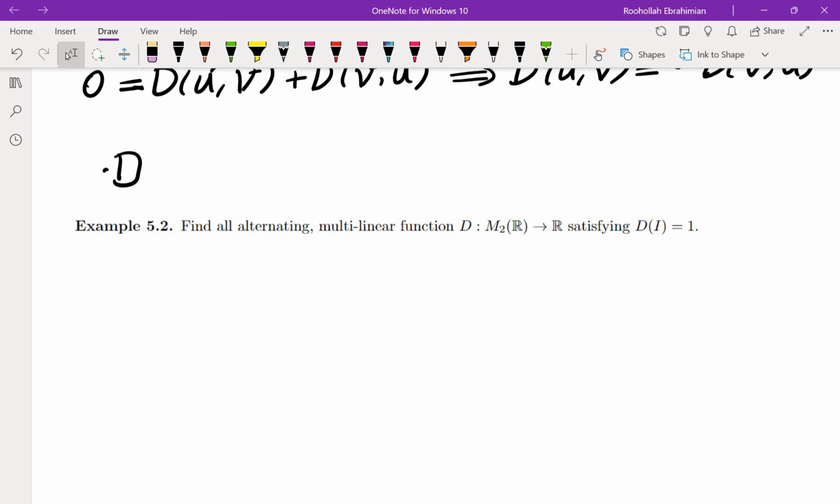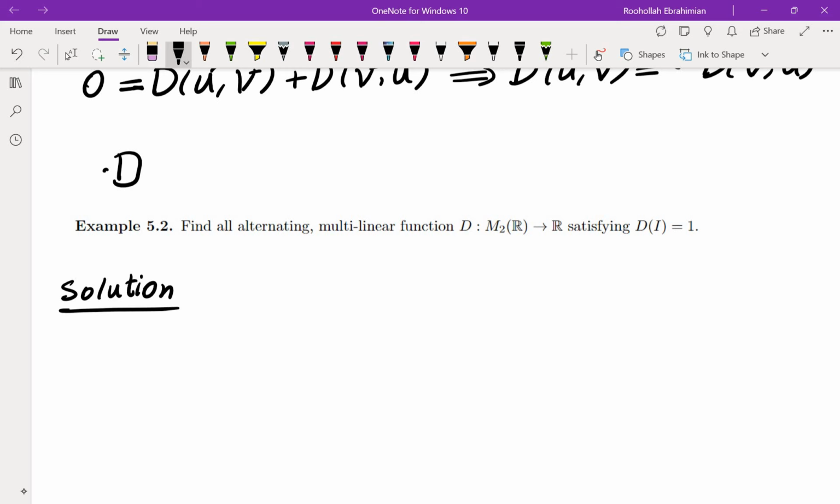Okay, so here's the second example. I'll do this example to just give you an idea of what this function is going to look like. And then we will do some very important theorems. So the next one is: find all alternating multilinear functions d from M2(R) to R satisfying d of I equals 1.